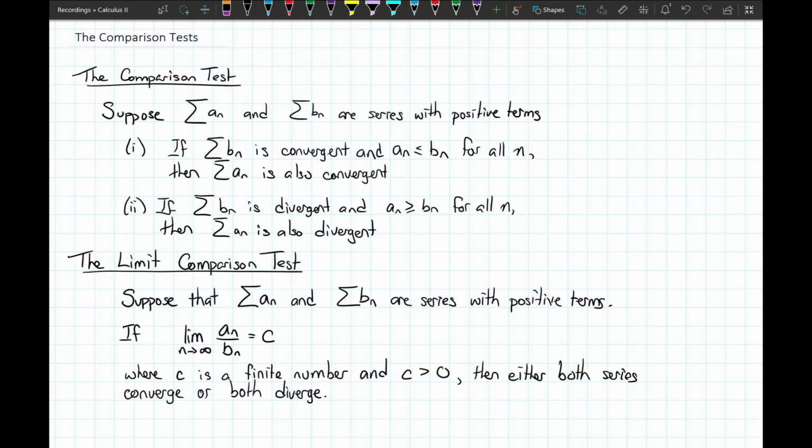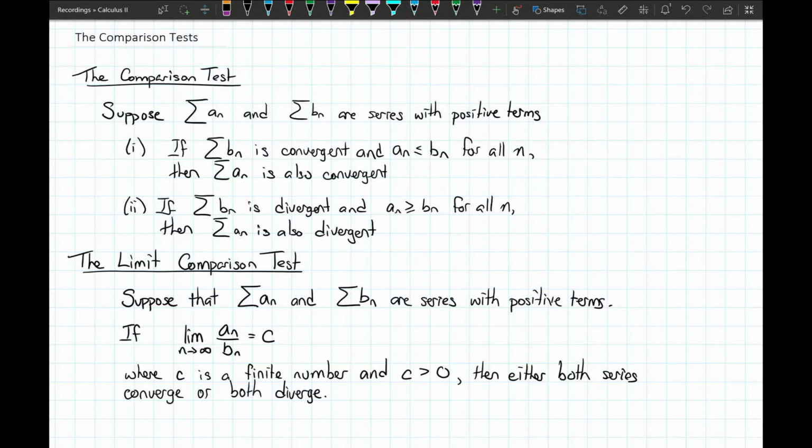Hopefully the other one makes sense as well. Our second conclusion is that if the series with b_n is divergent, and all of the a_n terms are greater than or equal to the b_n terms, then the other series with a_n must also be divergent. Those are the only two conclusions we can come up with on that comparison test. And we'll see some examples in a moment, but I'll also just give you this other test called the limit comparison test, which is very similar.